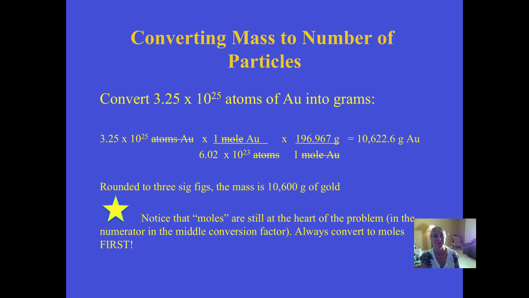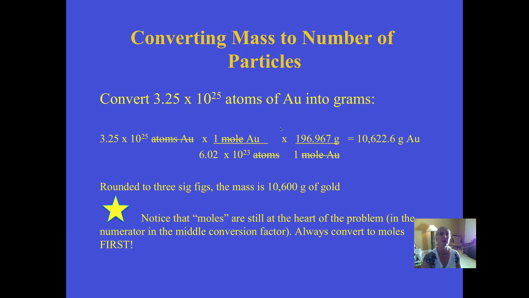Here's a sample problem showing that 3.25 times 10 to the 25th atoms of gold can be converted into grams by using the same process. I knew what I had, atoms. I know where I'm going, grams. I know moles are at the top of the middle dividing bar here. Moles are always heart of the problem. Moles are on top in that middle conversion factor. So I put in my atoms of gold down here so it cancels. I always make sure I put moles on top in the middle bar, which automatically makes me put it on the bottom in the second conversion factor.